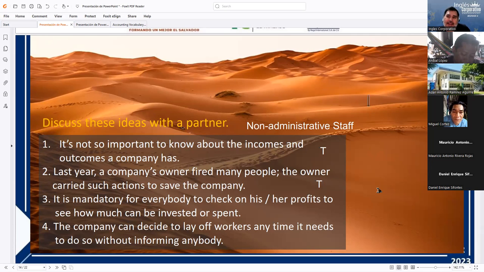Let's see. Do you think that firing people is the solution to save the company? Maybe, right? Maybe. Okay. It is mandatory for everybody to check on his or her profits to see how much can be invested or spent. Notice, I will say it in a different way. Mandatory, obligatory. It's obligatory for everybody to check on his or her profits to see how much can be invested or spent.